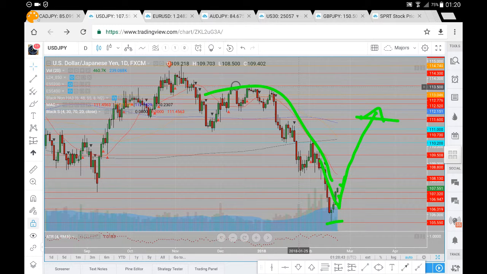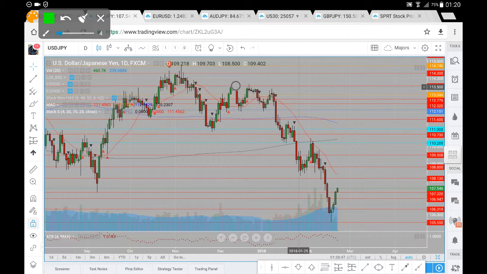Overall, though, it came down to an area where we did find support in the past, and we are seeing that bullish buy side continuation, even if it may be a bit short-lived before we see further downside momentum on the US dollar against the Japanese yen.